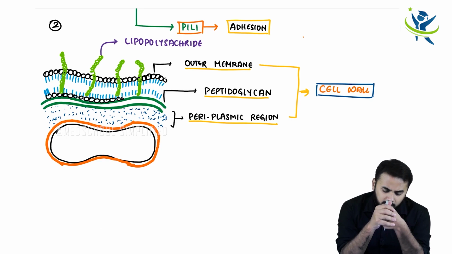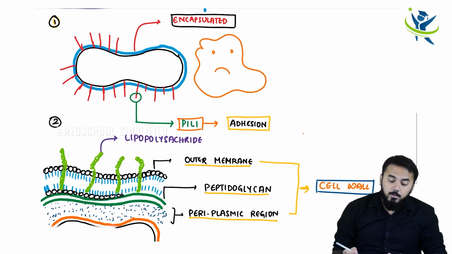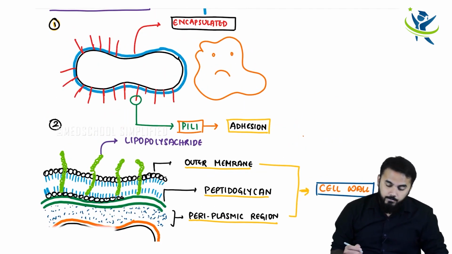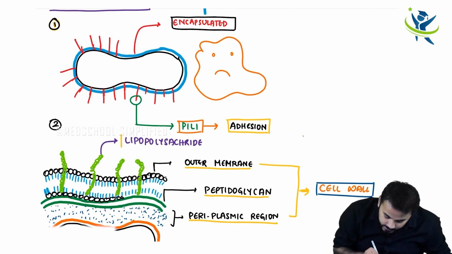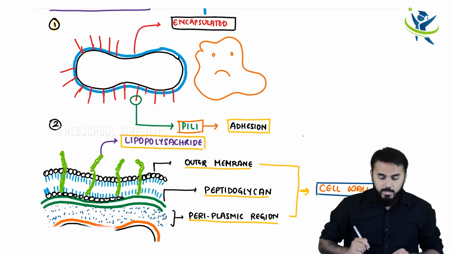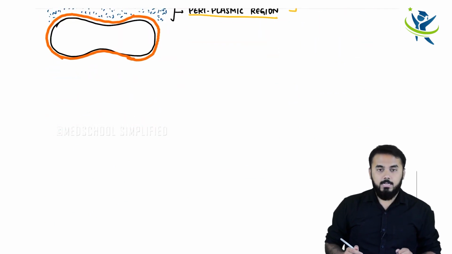So okay, what are you trying to tell us? What I am trying to tell you is that this lipopolysaccharide is the third virulence factor. Okay, this lipopolysaccharide here is the third virulence factor. How? Look here now very carefully. What is lipopolysaccharide going to do?